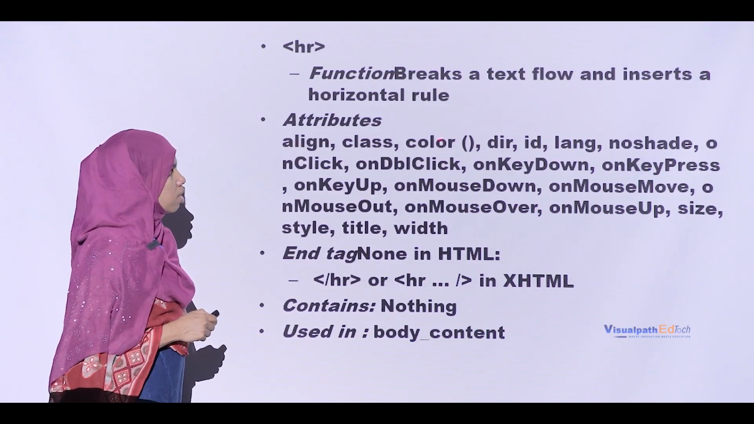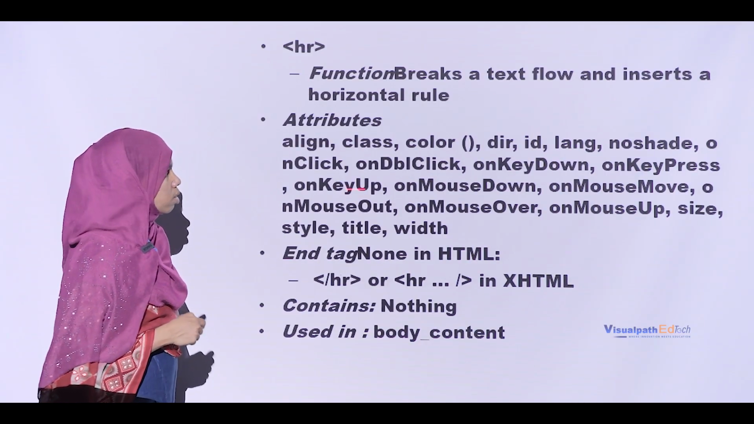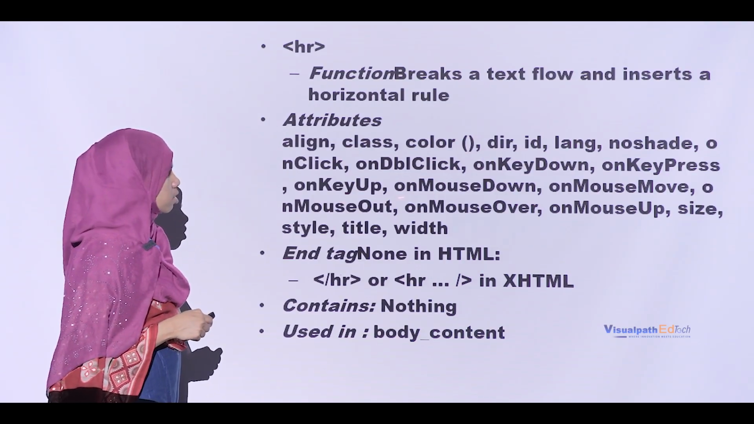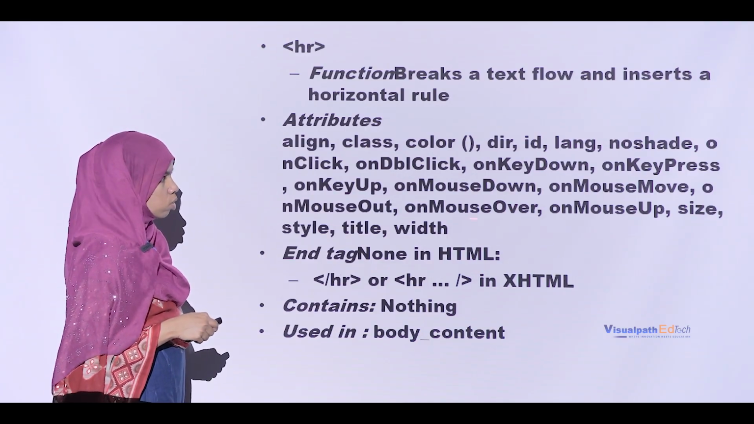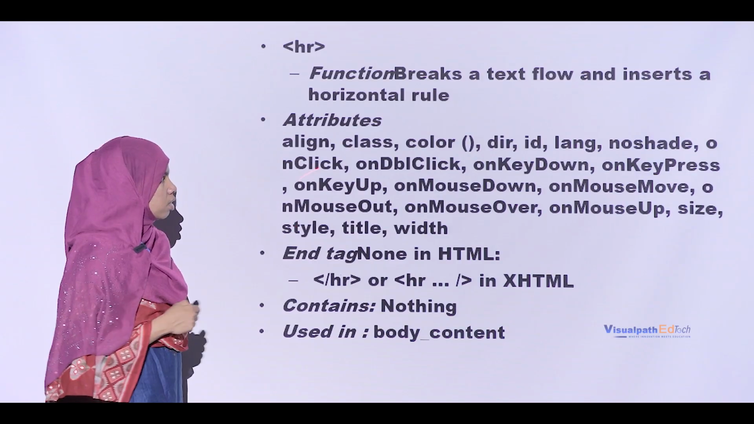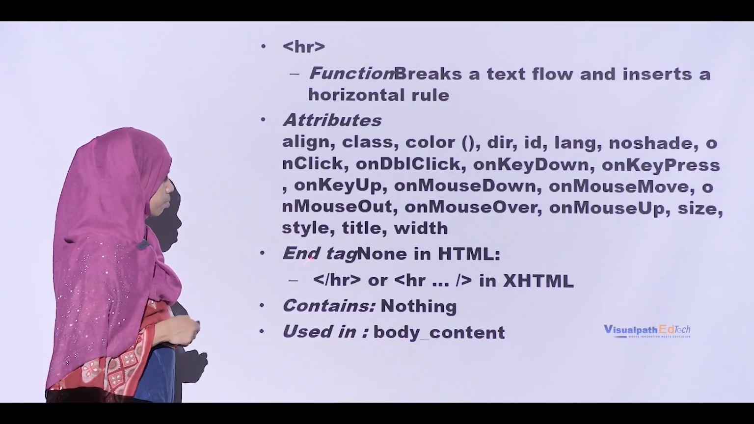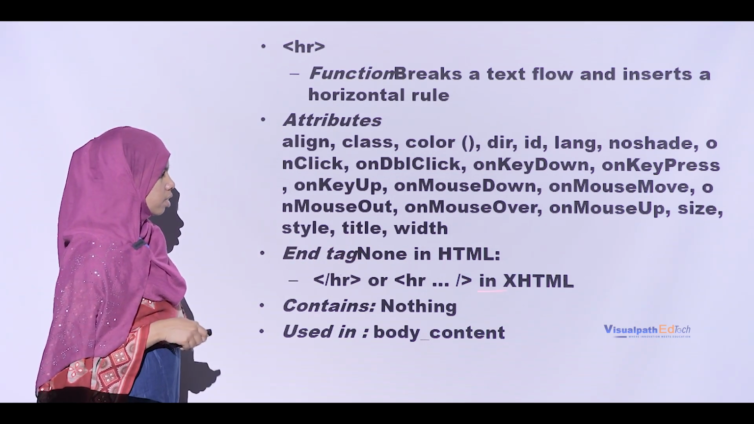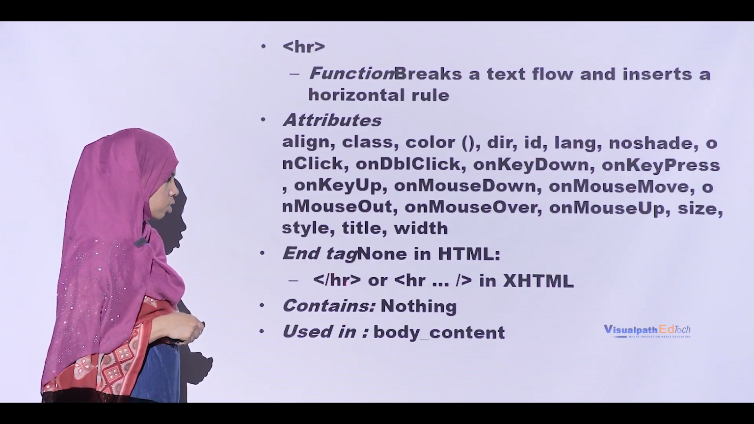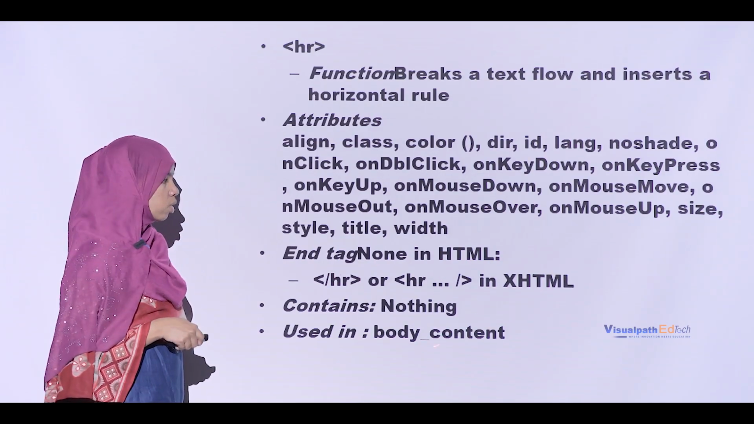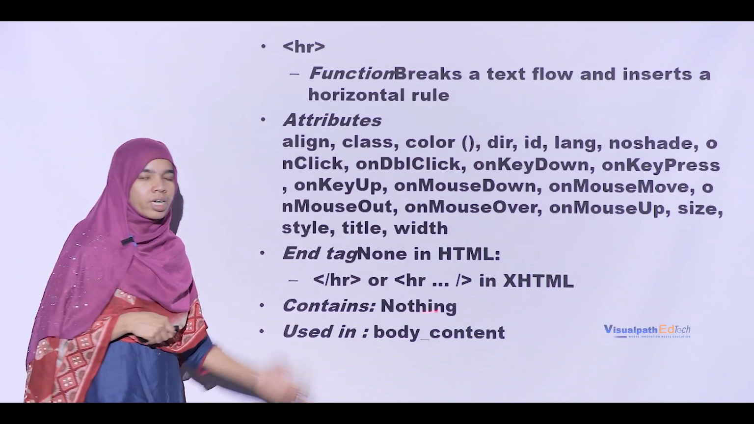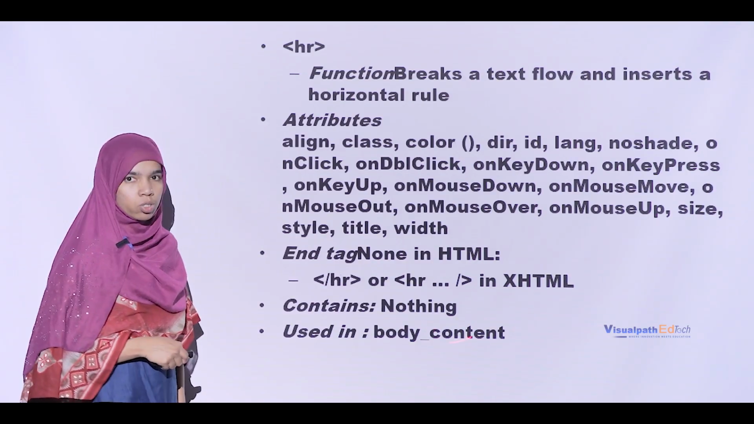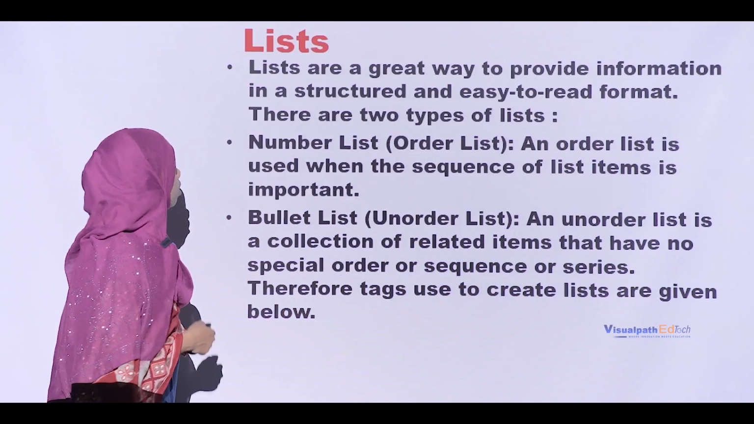It takes the alignment, class, color, dir, id, language, on click, on double click, on key down, on key press, key up, mouse down, mouse over, mouse out, mouse in. So all of these are attributes for this HR tag. In HTML, you will not be seeing the end tag for this HR, but in XHTML, either you use a slash HR or close it with a slash at the end of the tag. Both are acceptable. What does it contain? It contains nothing, but simply draws a line, and it is used in the body section of the HTML tag.